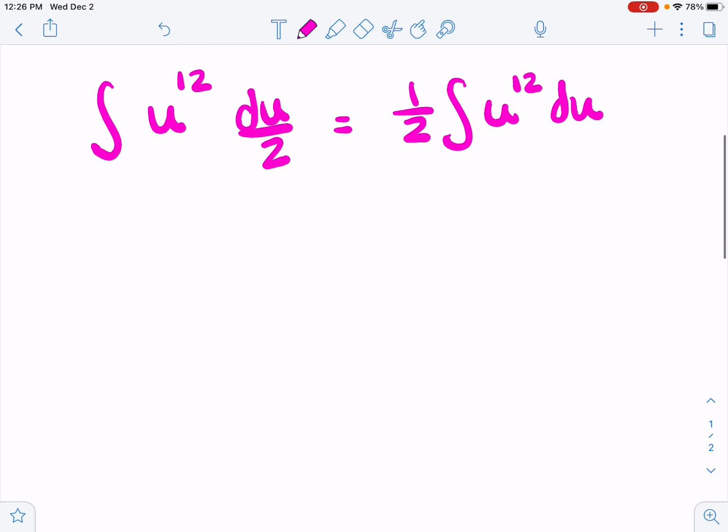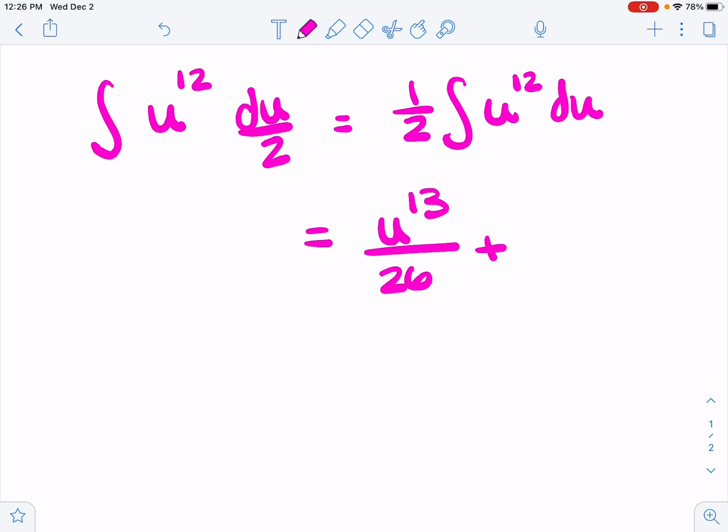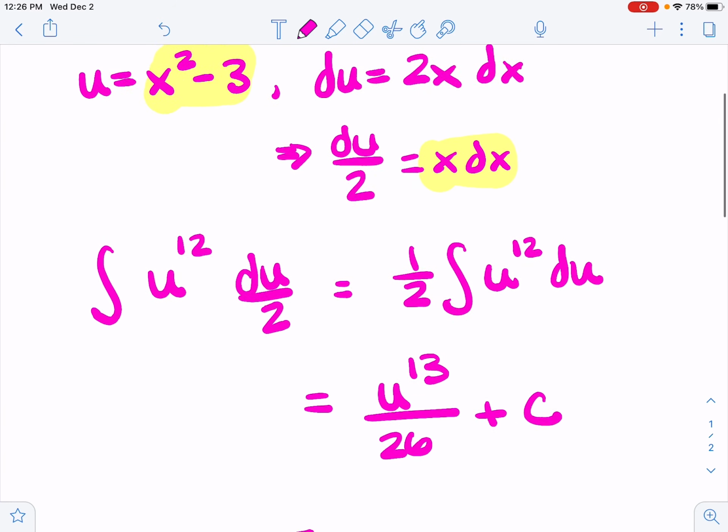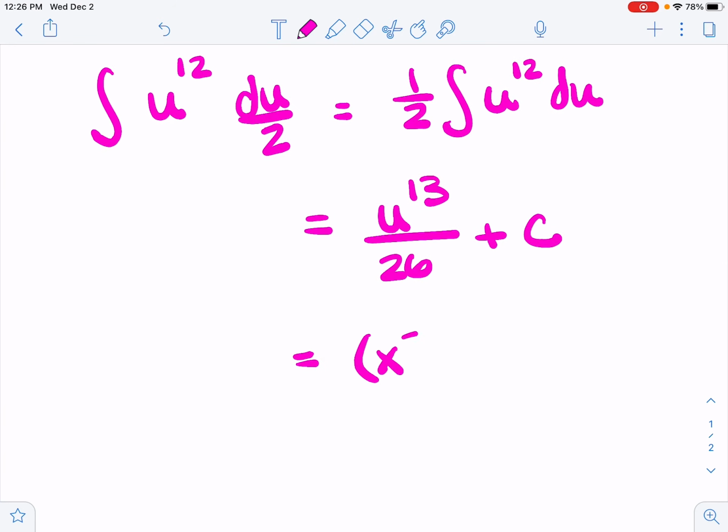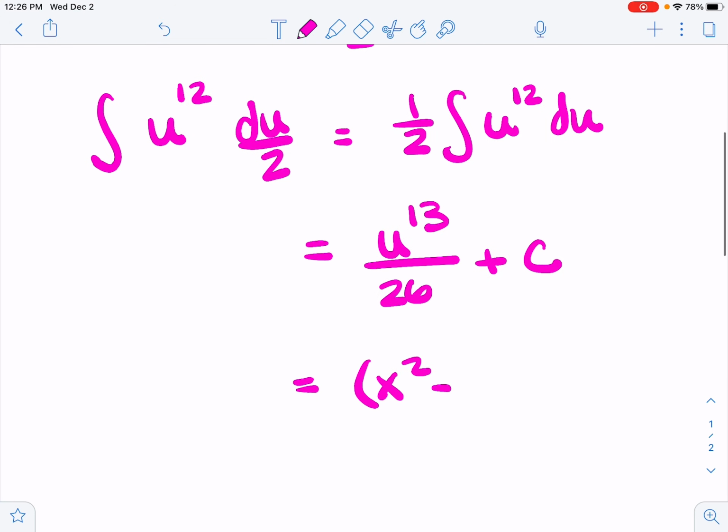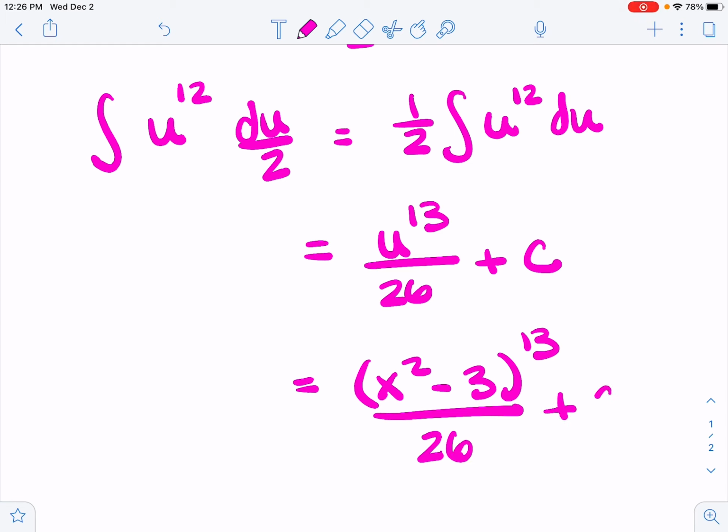The substitution is complete. And the substitution works if we end up with an integral that's easier than what we originally had. And in this case, we did. We got an integral that we can do with the power rule, which is great news. So we have u to the 13 over 13 times 2, which is 26, plus c. Finally, we want that back in terms of x, since our original problem was in terms of x. So we have x squared minus 3 to the 13 over 26 plus c.